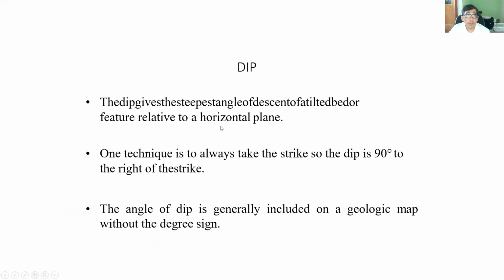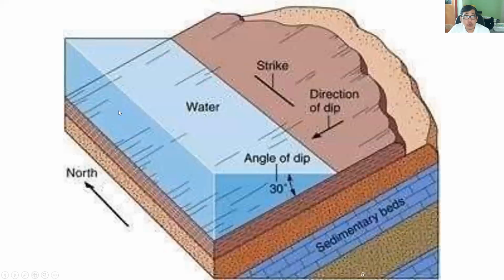The dip gives the steepest angle of descent of the bed or feature relative to the horizontal plane. One technique is always to take the strike so that the dip is 90 degrees to the right of the strike. The angle of the dip is generally included on a geological map without a degree sign. So this is what you call the dip.